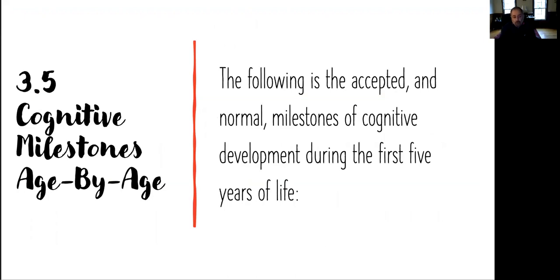Now, what I'm going to do quickly is go through these milestones age by age. The following are the accepted and normal milestones of cognitive development during the first 5 years of life.